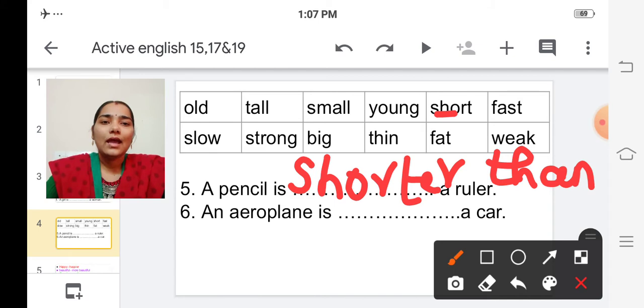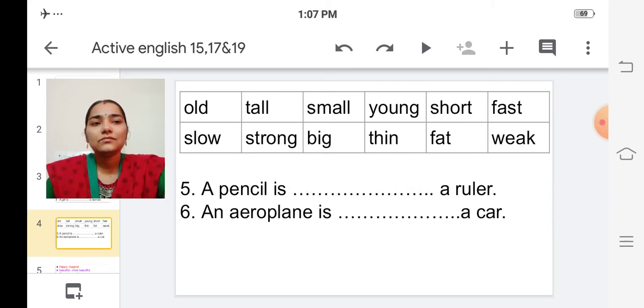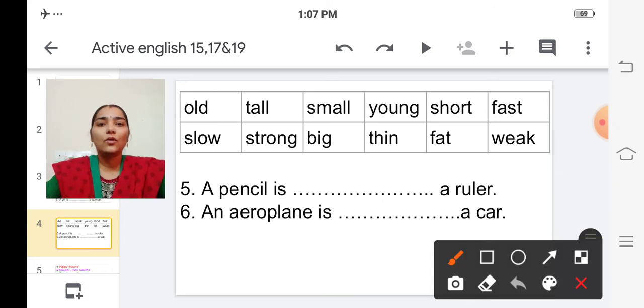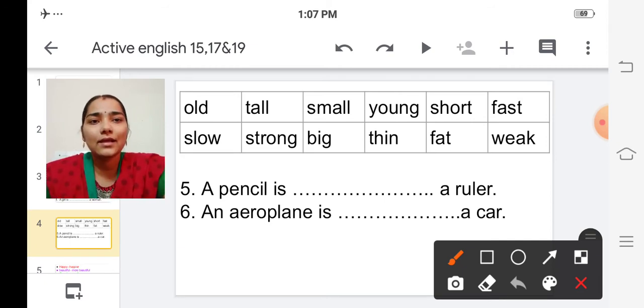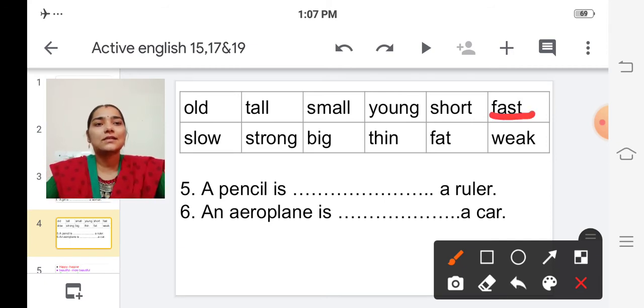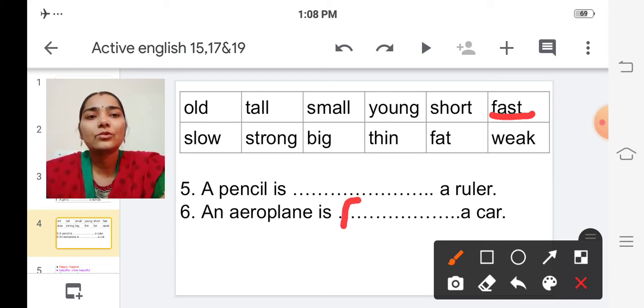The next one. An aeroplane is dash a car. How will an aeroplane go? Slowly? No. So, an aeroplane is faster than a car. So, we have to write faster.